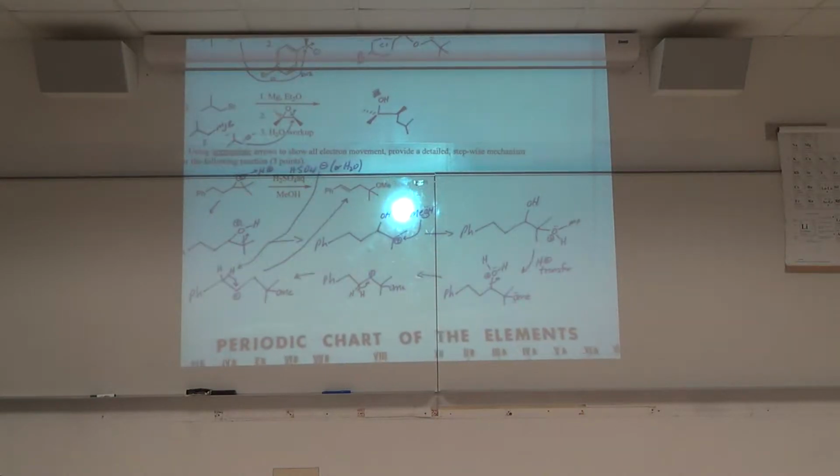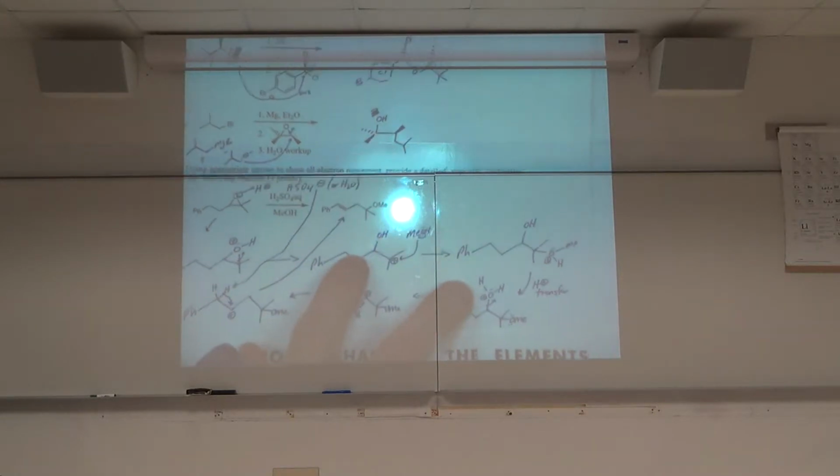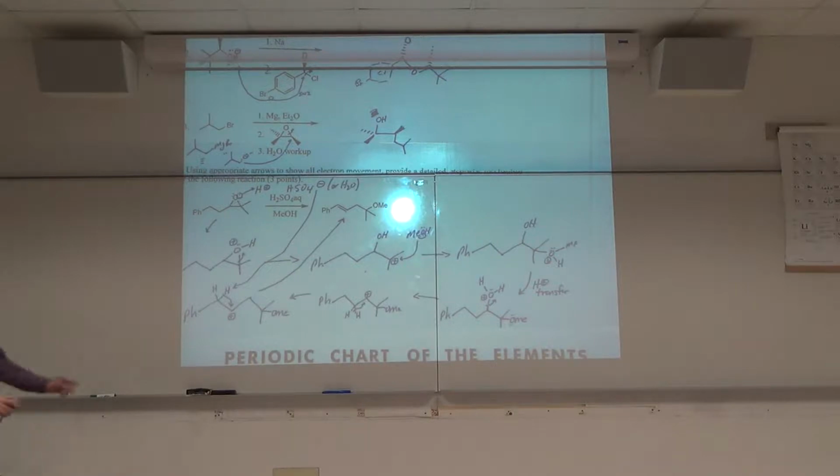Mechanism. Give you something with a variety of steps in there. First thing I did, protonate the epoxide. Under acidic conditions, usually the first thing we'll do in a mechanism is protonate something.